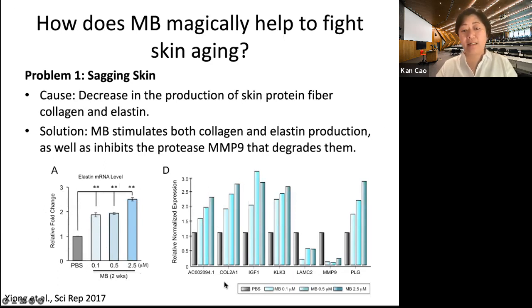On the other side, we also see a decrease of matrix metalloproteases, shown here as MMPs. These are the proteases that come in and cleave our collagen and elastin. And in the treatment with methylene blue, this protease expression is suppressed.